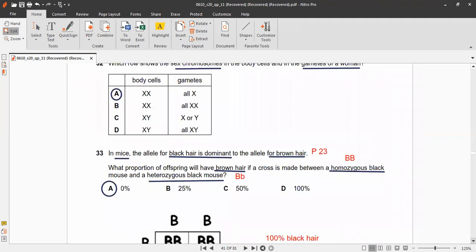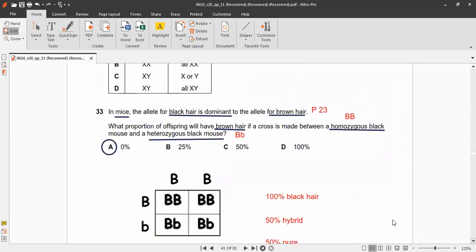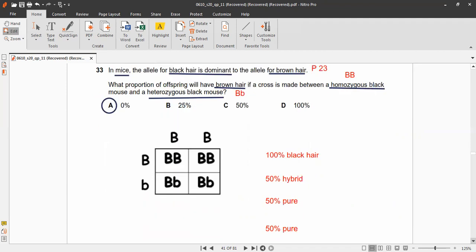In mice, the allele for black hair is dominant to the allele for brown hair. Which proportion of offspring will have brown hair if a cross is made between a homozygous black mouse, capital B capital B, and a heterozygous black mouse, capital B small b? No, 100% black hair. So the correct answer is A, 0%. They put this question about brown hair, but here there is no brown, all black.